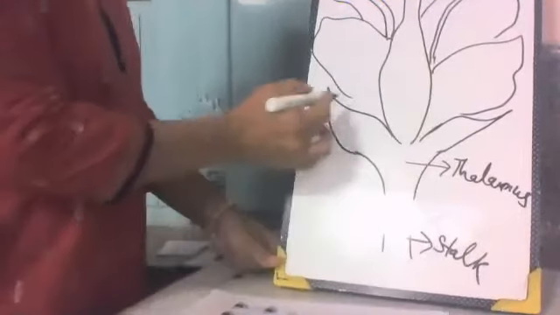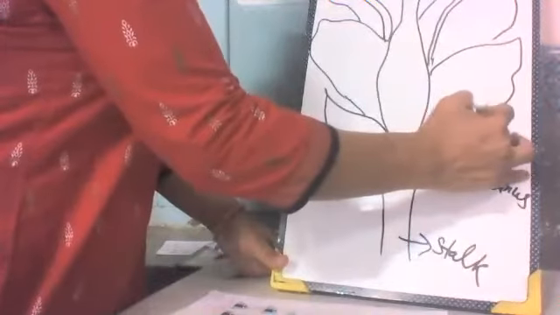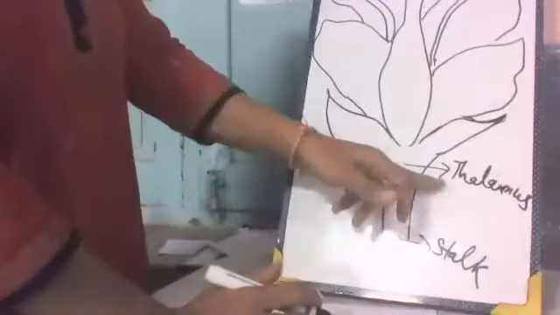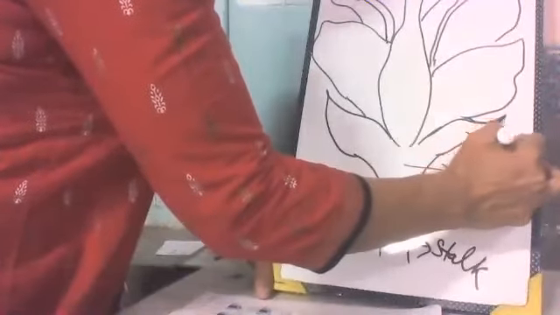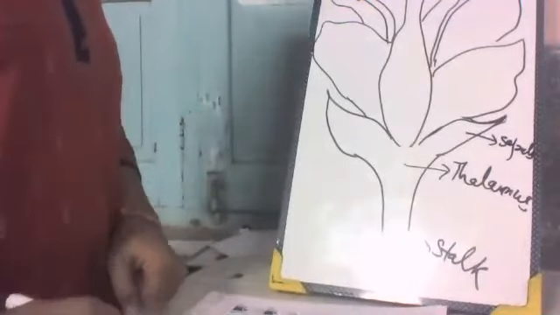All four whorls of the flower arise from here. We can see small green leaf-like structures develop from here. This is the first whorl and they are known as sepals. The flattened part of the stalk is called the thalamus, and the flower has four whorls.